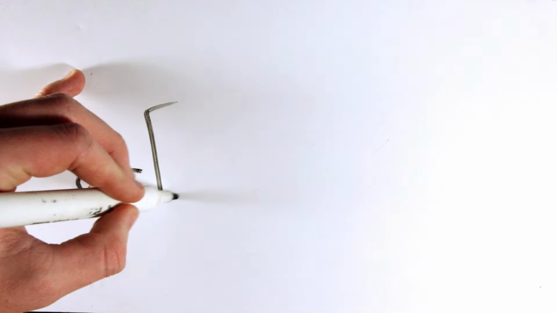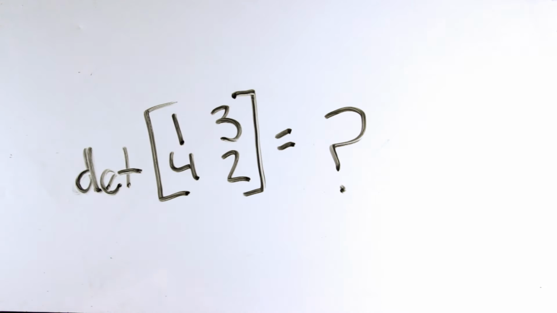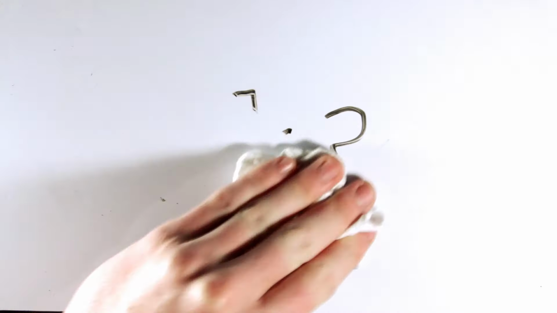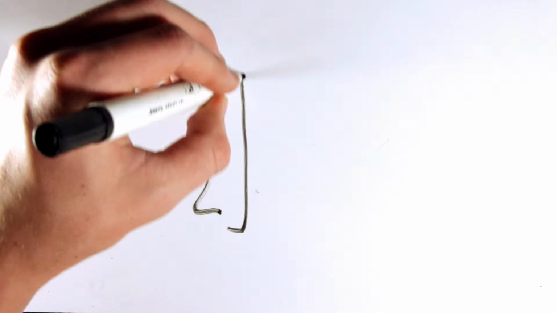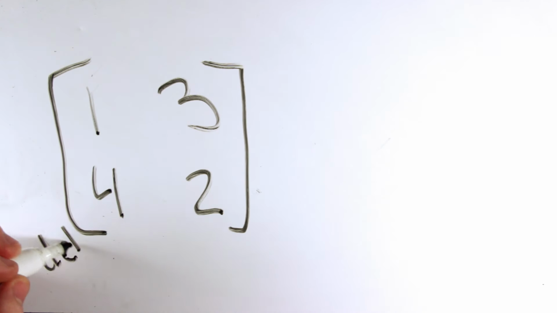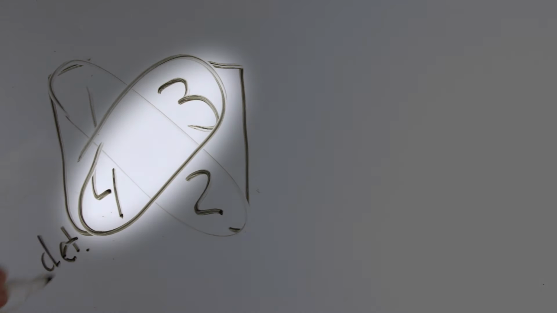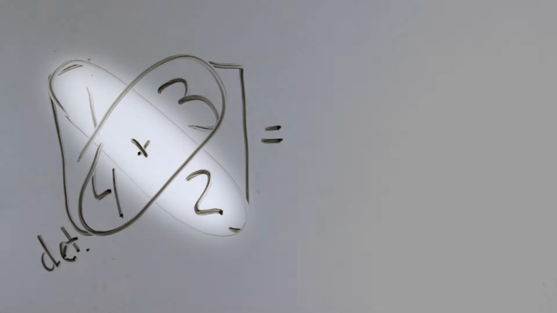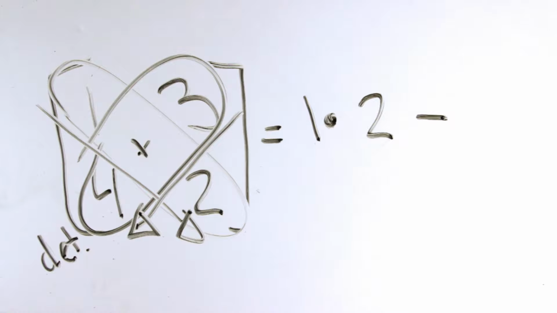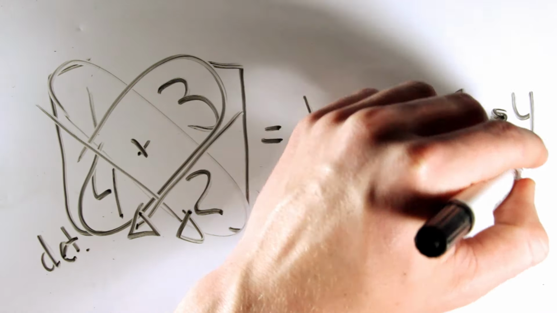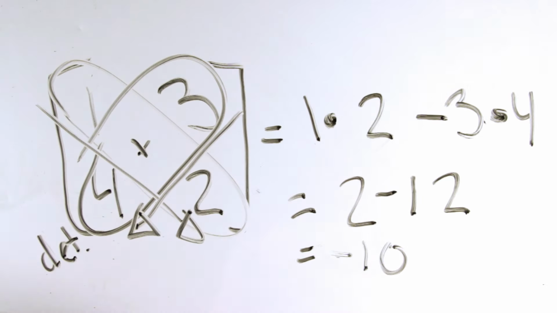Another common problem you'll find with matrices is finding the determinant of a matrix. The simplest matrix to find a determinant of is a 2x2 matrix. To find the determinant of a 2x2 matrix, you subtract the product of these diagonal numbers from the product of these diagonal numbers. For example, with this matrix, the determinant is 1 times 2 minus 3 times 4, leaving us with negative 10.